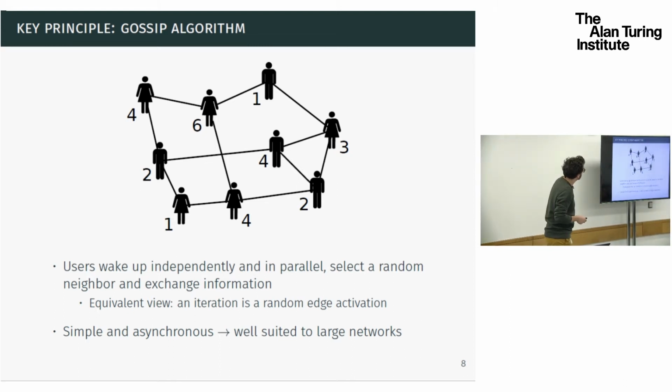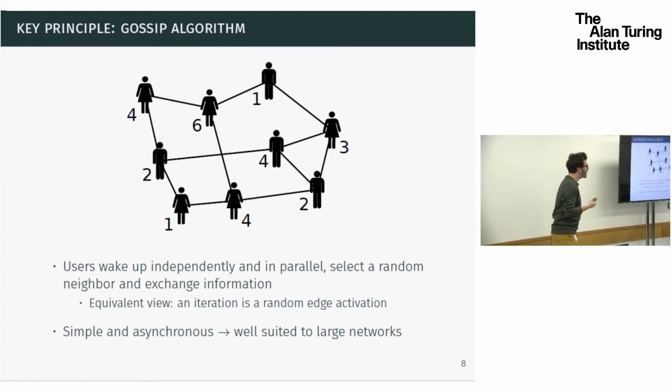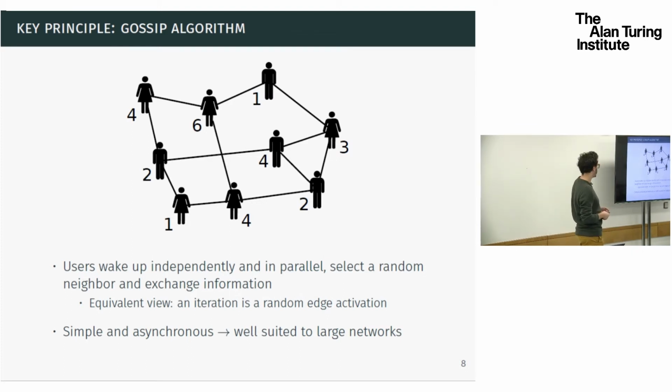So those algorithms work as follows, okay? So essentially you see each user as some kind of independent device that can wake up asynchronously and in parallel, according to some local clock, for instance. Each time it ticks, a particular user is going to wake up, and when the user wakes up, what it does is essentially select a random neighbor and exchange some information with that neighbor, and then does that over and over again, okay? So equivalently, you can see this as a global iteration, where at each of those global iterations, there's a random edge that gets activated, which corresponds to a user waking up and contacting a neighbor.